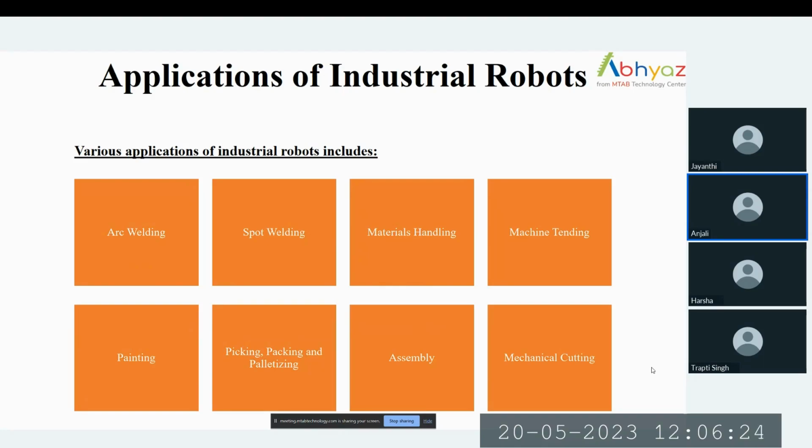This is also used in material handling for transferring an object from one point to another point. And it is also used in painting operations for increasing the quality and consistency of the product.